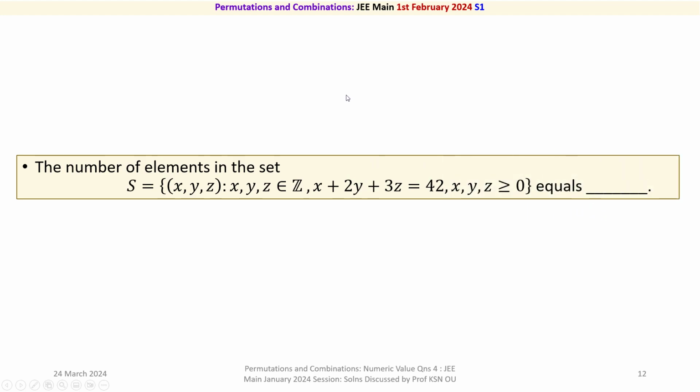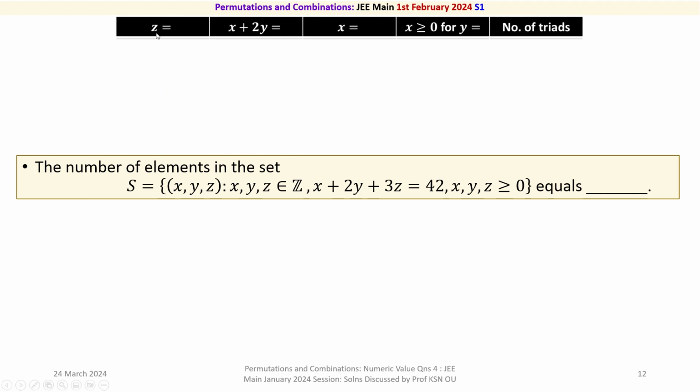Again we go for a table. First we specialize Z. Let us say Z is equal to 0. Then we write X plus 2Y is equal to 42 minus 3Z. Then X is equal to whatever you get, and X greater than or equal to 0 for what values of Y we talk about. Then we talk about the number of triads.